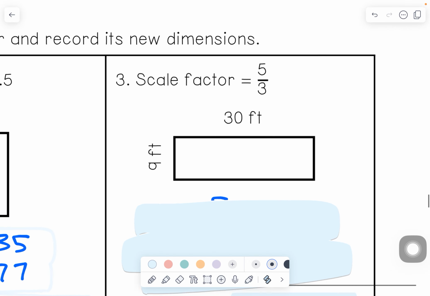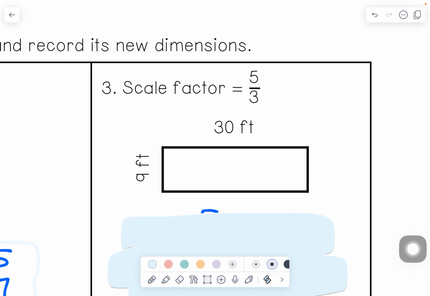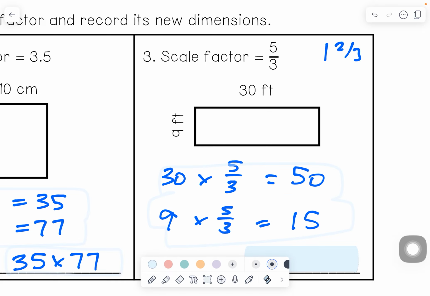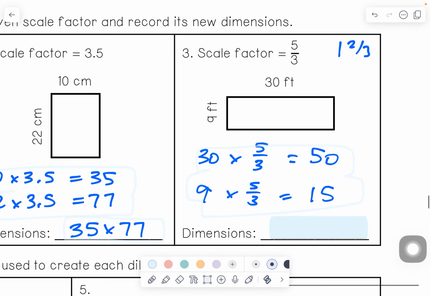The next one here is 5/3. If you need to type that into a calculator, you can, but with 5/3, the number on top is bigger than the number on the bottom. It's actually 1 2/3, so it should make my rectangle larger. Let's see how it works. 30 times 5/3 is 50. 9 times 5/3 is 15. So my new shape is 50 by 15.